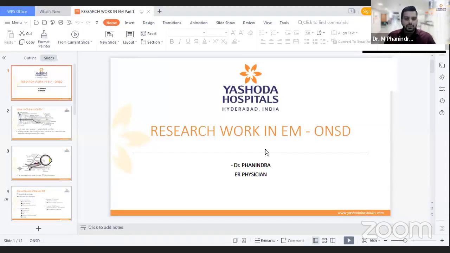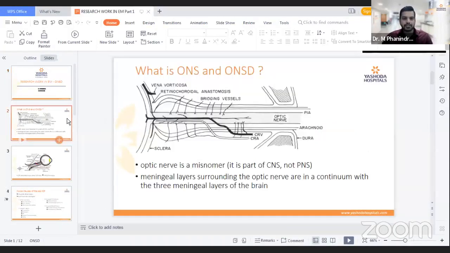We have done research work on optic nerve sheath diameter. This was taken as a thesis topic for one of our residents also. So I would like to just say what the optic nerve sheath and optic nerve sheath diameter are.